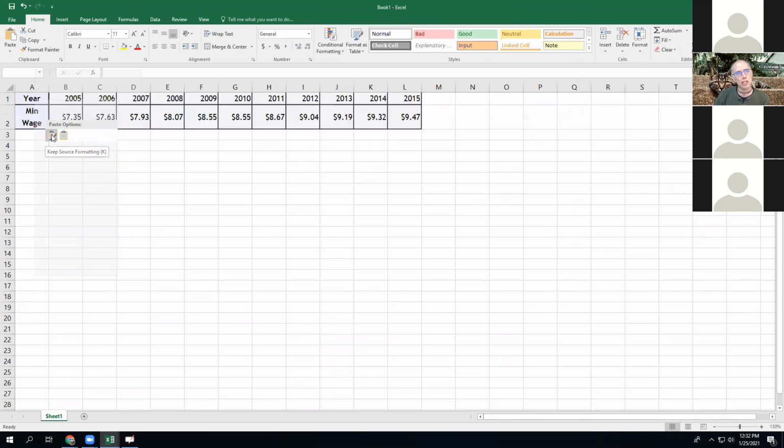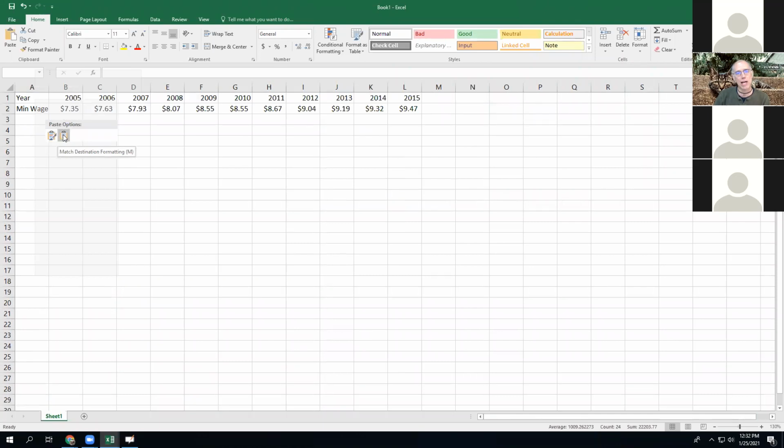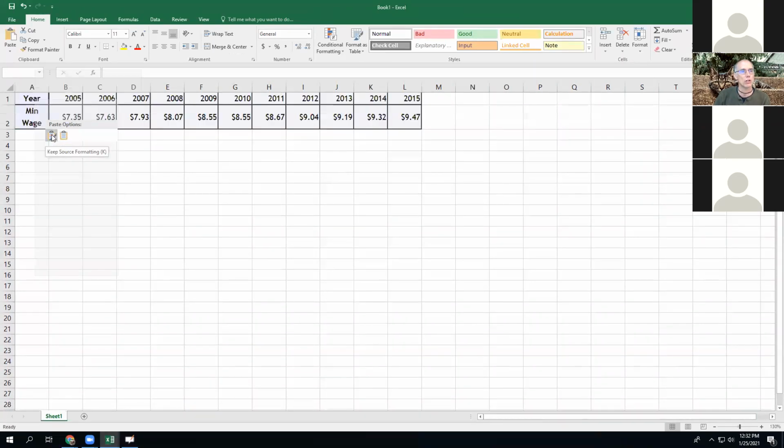Here they give me the option to keep the formatting or just match wherever it's going. So it usually doesn't matter too much. That looks pretty. I'm just going to go with that right there. So it's in a spreadsheet now. So I could then do spreadsheet calculations here instead of doing them in a calculator. And so I'm going to do it both ways today.